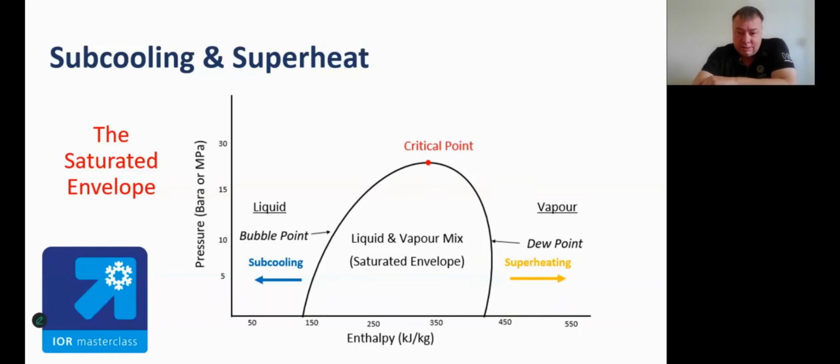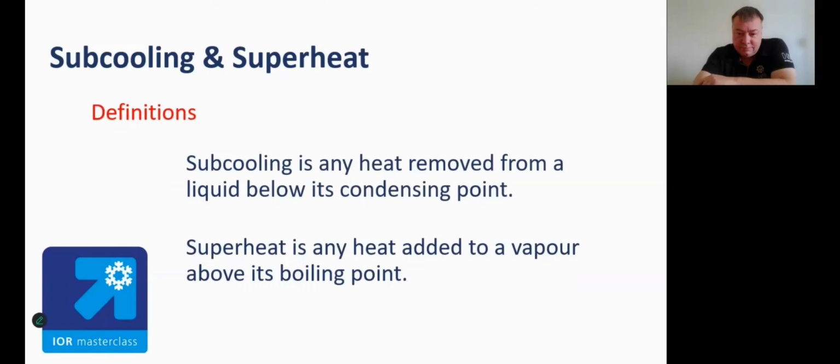Can I have the next slide, please? Okay, so definitions of subcooling and superheat. Subcooling, right, is any heat removed from a liquid below its condensing point, and superheat is any heat added to a vapor above its boiling point.